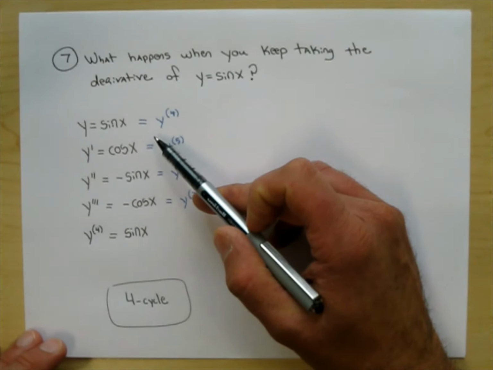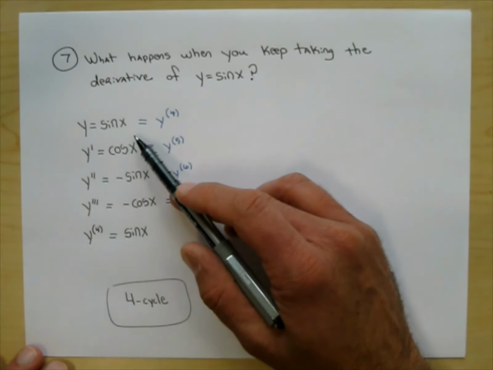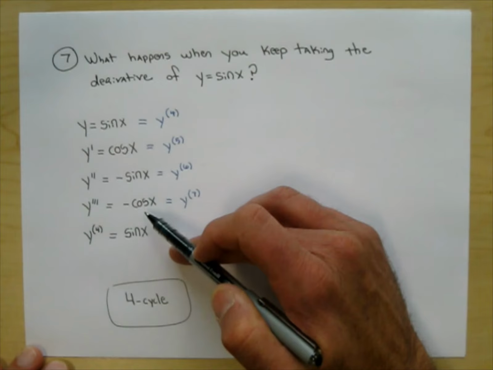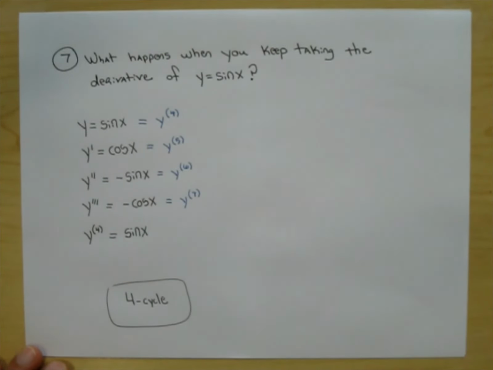I kind of forgot the melody, but it goes something like the sine, the cosine, the negative cosine, the negative sine. You throw in derivatives and you just keep going in cycles of 4. Okay, so there's the application.